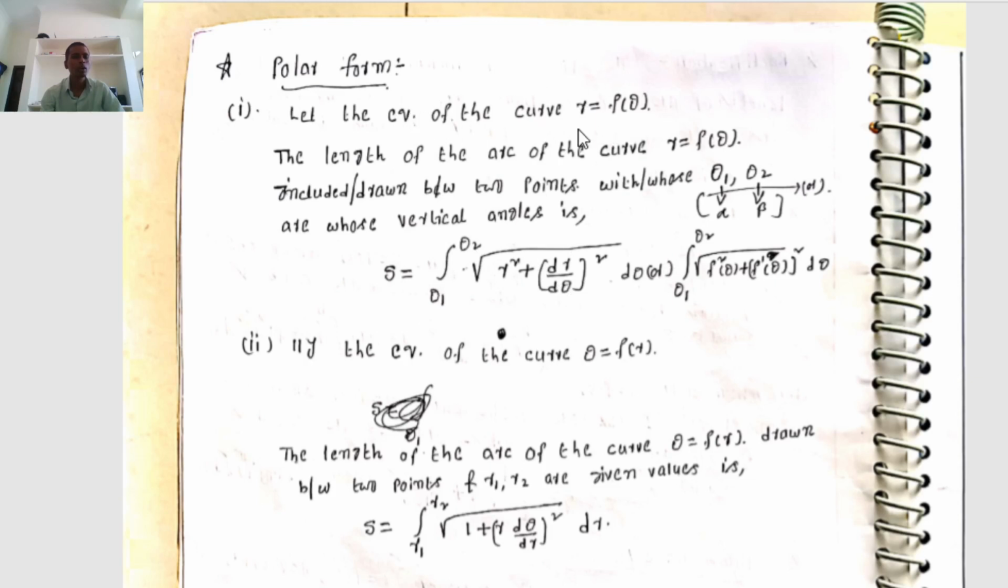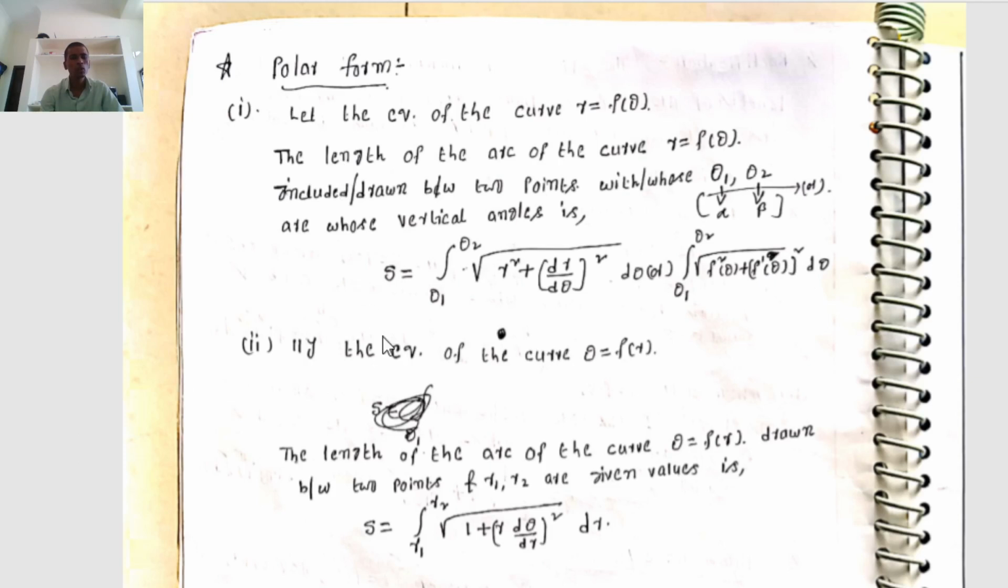Let the given curve be in the form r equal to f of theta. The length of the arc between two points with vertical angles theta 1 and theta 2 is s equal to the integral from theta 1 to theta 2 of the square root of r square plus (dr by d theta) square, d theta, or the integral of the square root of f square of theta plus (f dash of theta) whole square, into d theta.